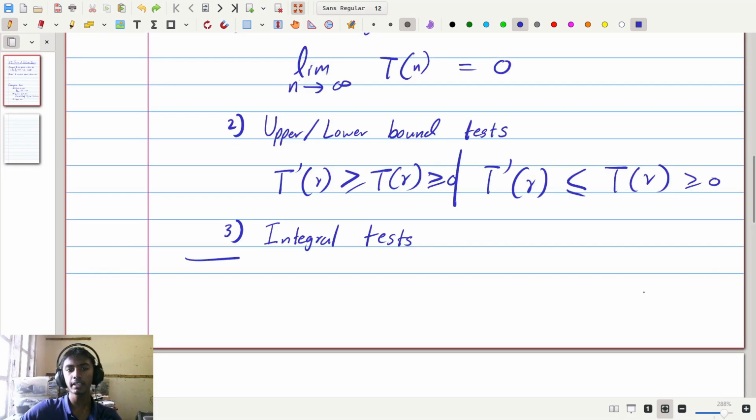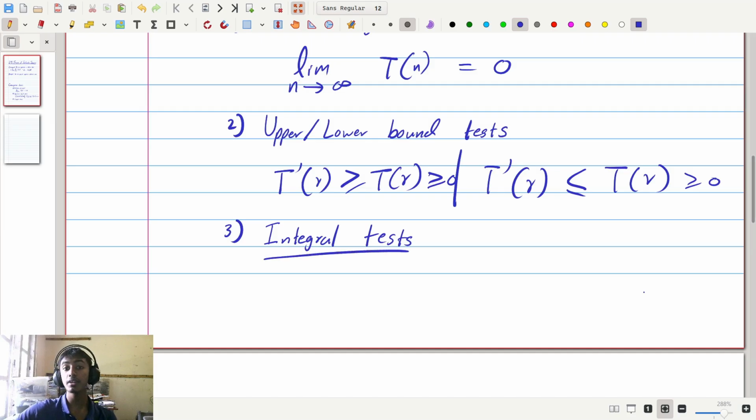Third and final method that I'm showcasing here is the integral test. Integral tests can be used to establish lower bounds and upper bounds for certain functions, and by doing so, we can find whether the sum of a certain series is infinite, or if it is finite, we can find an upper bound and a lower bound for it, which can be used to approximate the value of the sum.